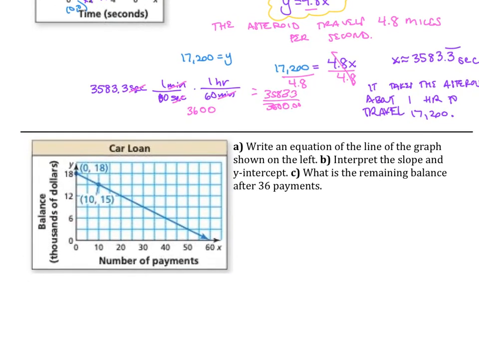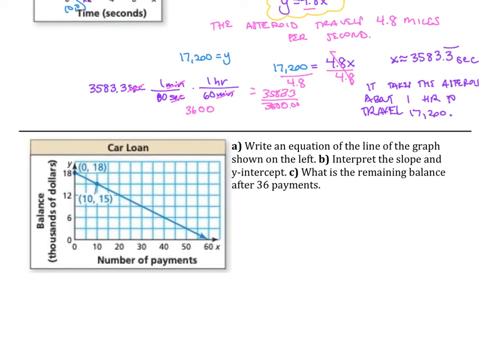Now I'll have you try this one down here. So A, write an equation of the line of the graph shown on the left. And then B, interpret the slope and y-intercept. And C, what is the remaining balance after 36 payments? So we have 3 things we're going to take a look at.